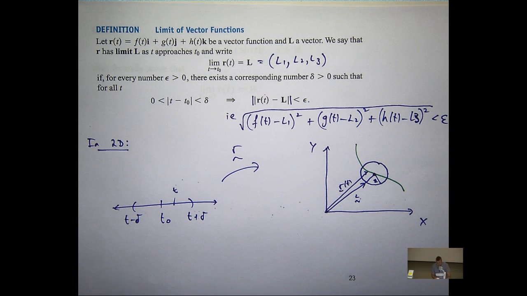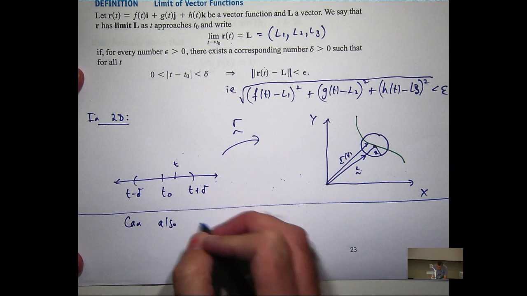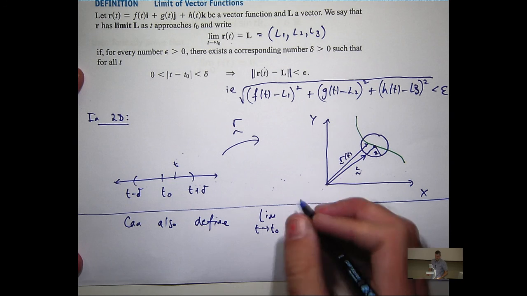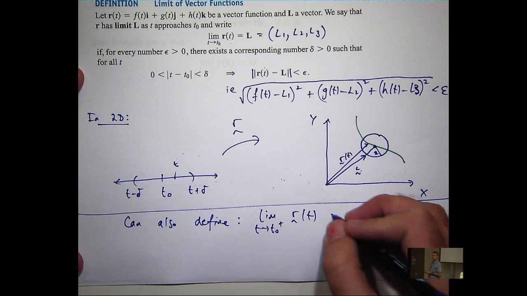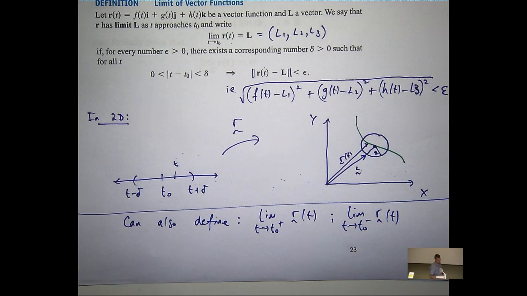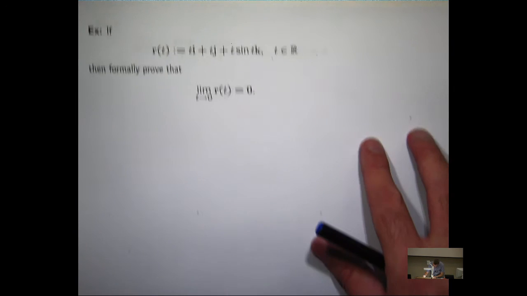You can also talk about left-handed and right-handed limits. So when t approaches, say, t0 from the right, and when t approaches t0 from the left. But I'll leave those for you to do. Okay? Here's a good challenge. Try to think about what it means for a right-handed limit to equal some vector L and a left-handed limit for some vector function to equal, say, a vector L. I'll leave that with you. Let's actually do a problem and see how we go.